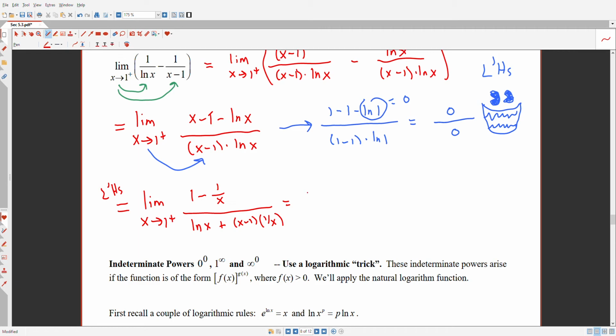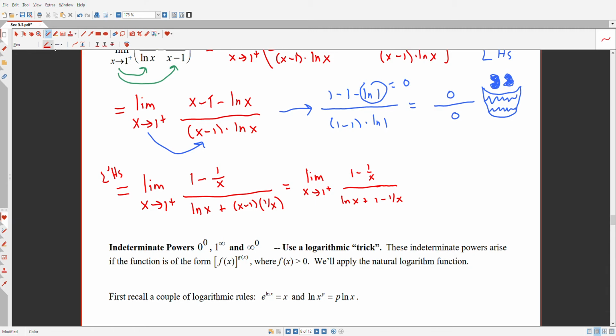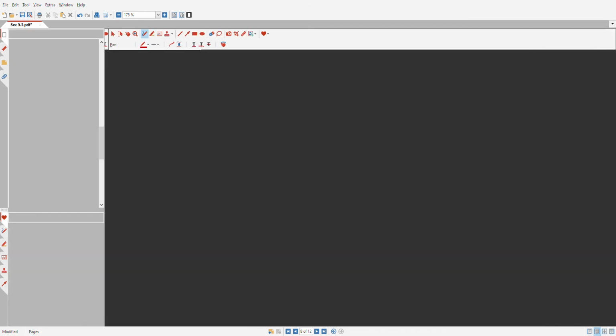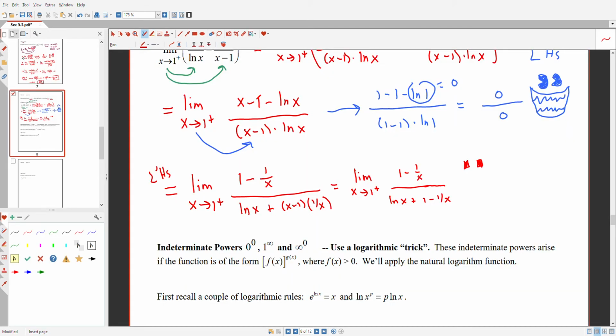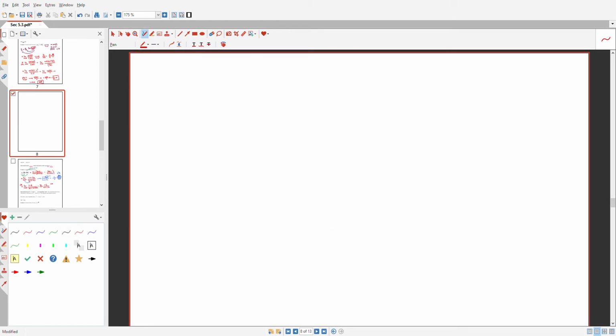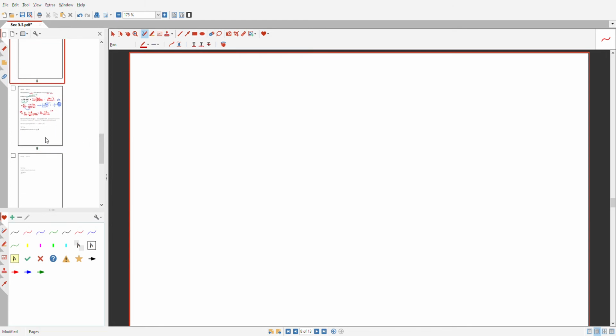I can at least rewrite this a little bit. This will be the limit as x goes to 1 from the right, 1 minus 1 over x, all divided by the natural log of x plus 1 minus 1 over x. Okay, so let me hit pause on this because I've run out of room, and I have to insert a new sheet of paper. So I'll have to pick this up down below.